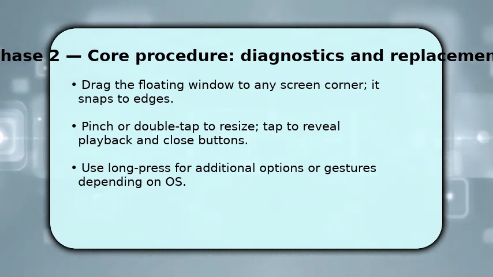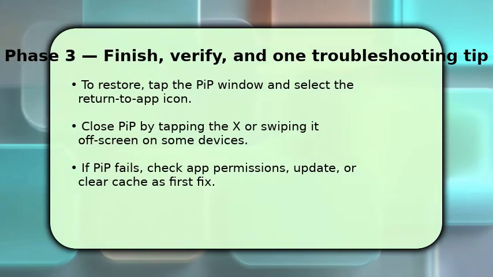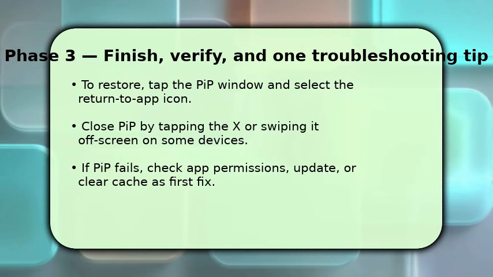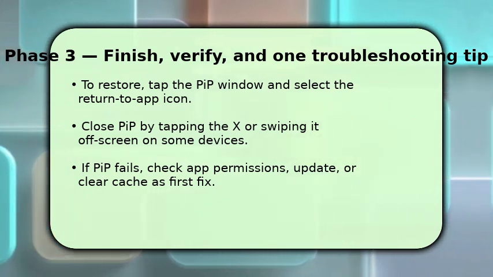When you're done, return to the full player by tapping the floating window and choosing the Return to App icon. This resumes normal playback. To stop PiP, tap the close button or swipe the window off your screen depending on device.